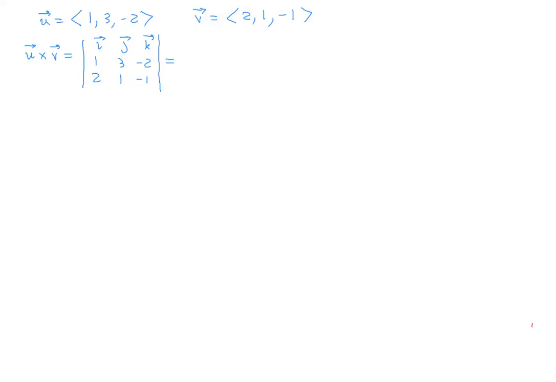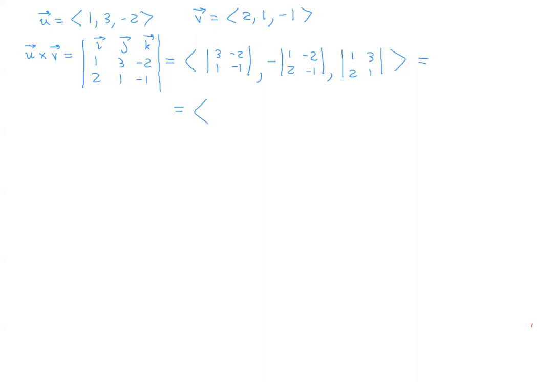Okay, so let's see what it's going to be. I have to first delete the first row and the first column, and this will give me the determinant 3, negative 2, 1, negative 1. For the middle determinant, it goes with a negative sign in front. I delete the first row and the second column, and that is going to be 1, 2, negative 2, negative 1. And for the last vector, I delete the first row and the third column, and that will give me 1, 3, 2, 1.